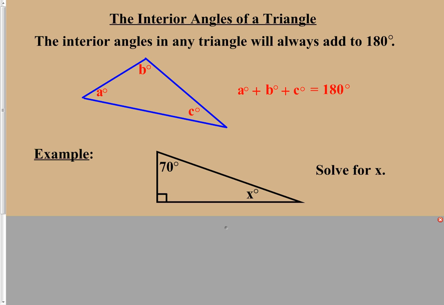X is one of the interior angles in the triangle. So we go, okay, what do we know about the interior angles in a triangle? Well, based upon the rule we just said, the interior angles in a triangle should all add together to equal 180 degrees. So that's our equation. The 70 degrees that we know in the triangle, the 90 degrees that we know because of the little right angle box, and then the x that we do not know, they should all add together to equal 180 degrees. Now we just solve for x.